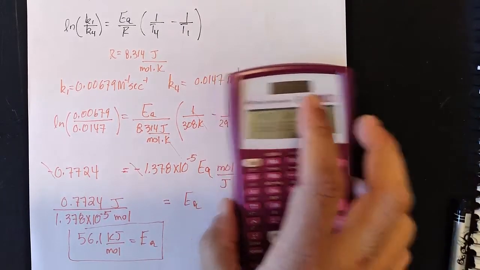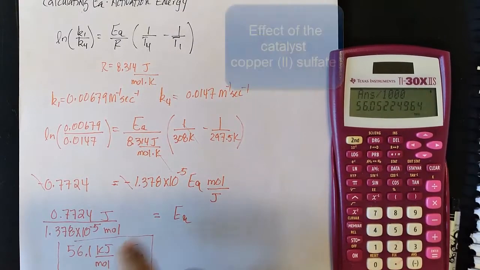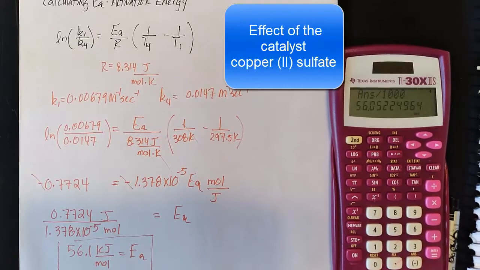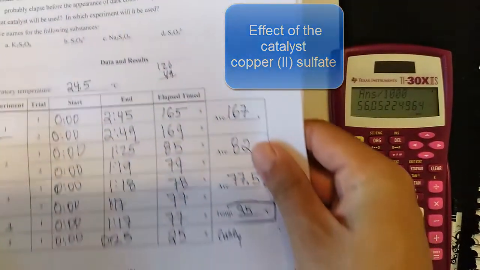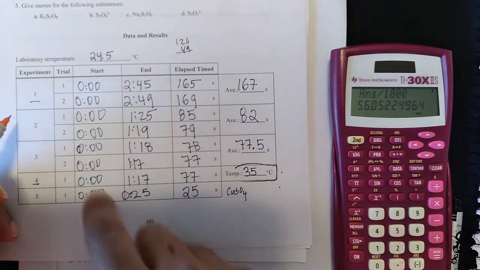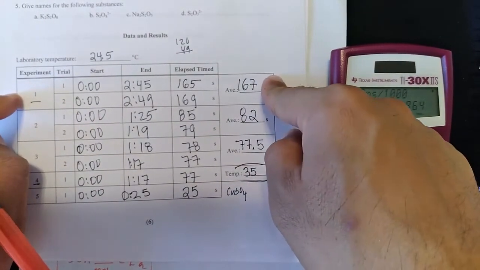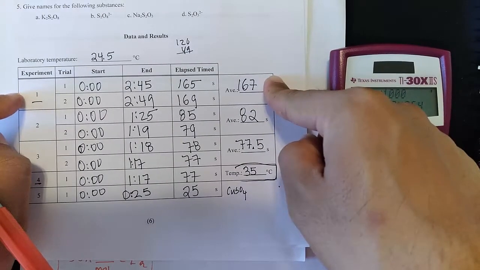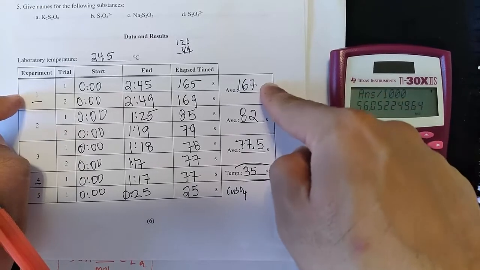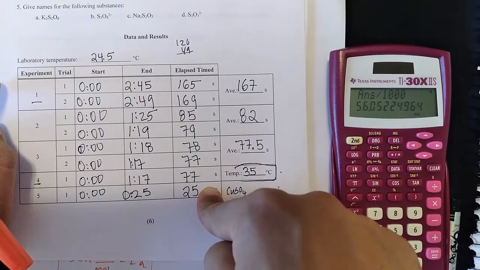Now, finally, your last post-lab question has to do with the effect of the catalyst. So for that, we're going to have to look at the catalyst. The catalyst in this reaction was copper sulfate. Again, experiment 5 had the same conditions as experiment 1. In experiment 1, the reaction proceeded to completion, with a color change, at 167 seconds. With the copper sulfate drop, it completed at 25 seconds.